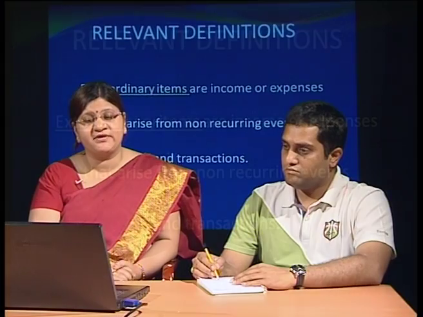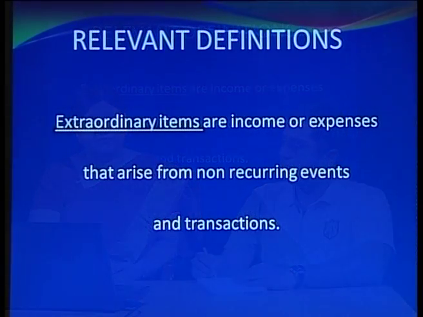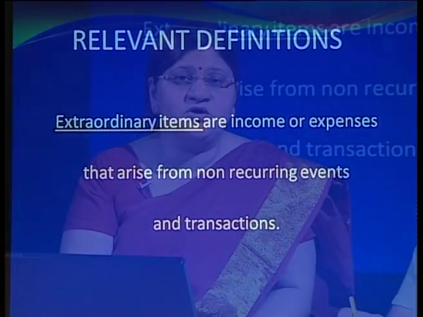Next one is extraordinary item. By extraordinary item we mean such incomes or expenses that arise from non-recurring events and transactions. For example, there is loss by earthquake. Earthquake has occurred and it is non-recurring. It is sudden. So, whatever loss we are facing because of the earthquake is an extraordinary item. So, we have to give its impact on the P&L account separately, showing that such item is a non-recurring item and it is on account of extraordinary loss or income.